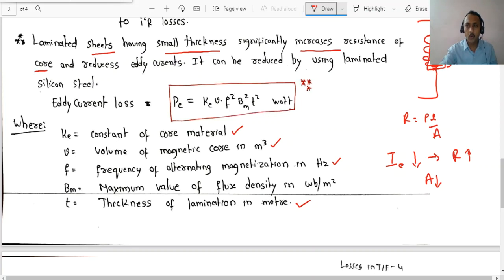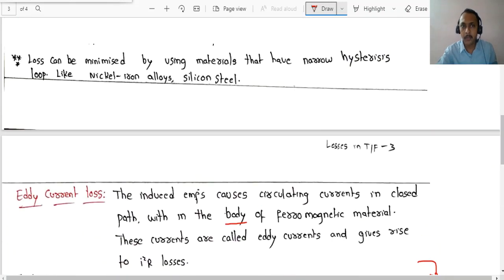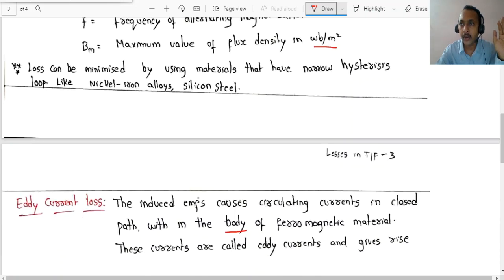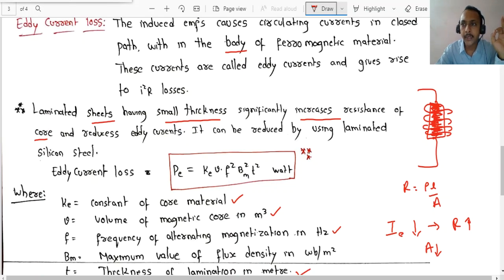Right? So two important key points. How can hysteresis loss be minimized? By using nickel iron alloys and by using silicon steel. How can eddy current losses be minimized? By using laminated sheets having small thickness. We can minimize the eddy current loss.